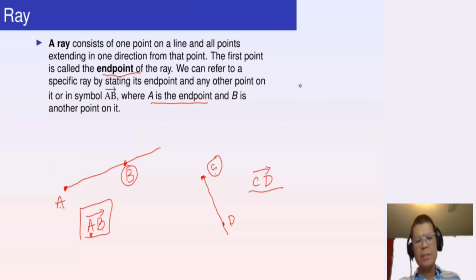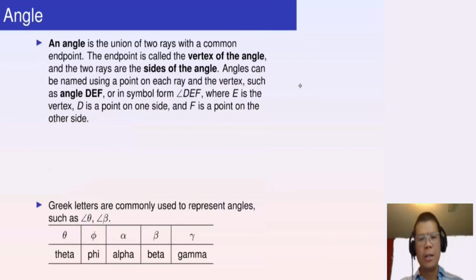Okay, so after we define what a ray is, we are going to define an angle. What is an angle? An angle is a union of two rays with a common endpoint. For instance, this is a ray, say this is A, and so ray AB. And then a union of two rays with a common endpoint.